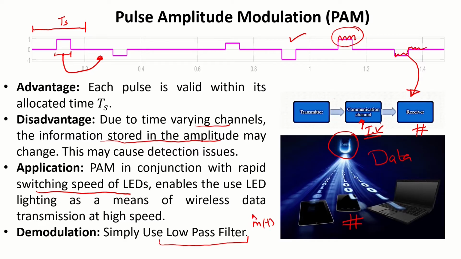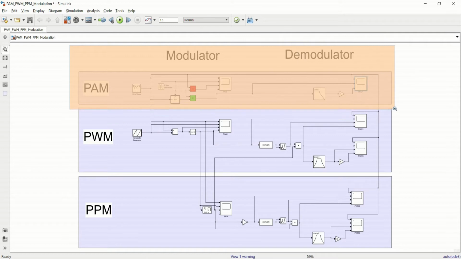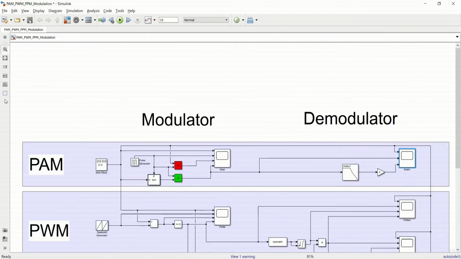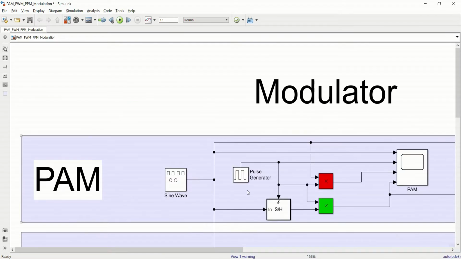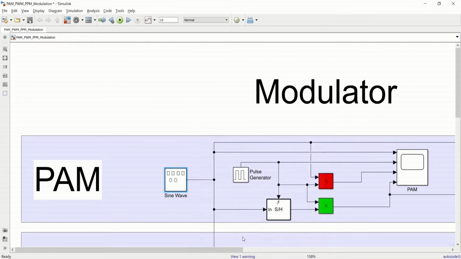Now let us proceed towards the modulation and demodulation of PAM using Simulink. So this is our modulator and demodulator for PAM. Let us zoom in on the PAM block only, and specifically let us see the modulator first. We are going to start with the message signal, which is a sine wave, and in the library browser we have used the signal generator, with the sine wave waveform, an amplitude of 1 and frequency of 2 Hertz, and we feed this message signal to the scope, which also can be obtained from the library browser.